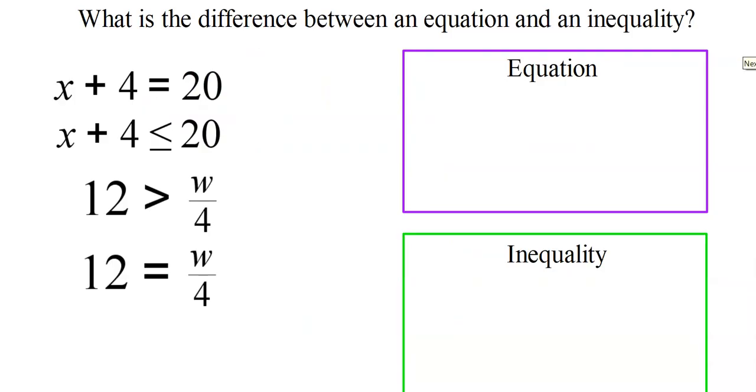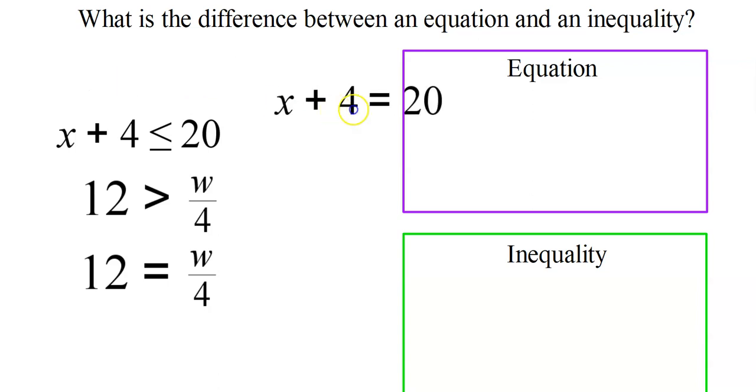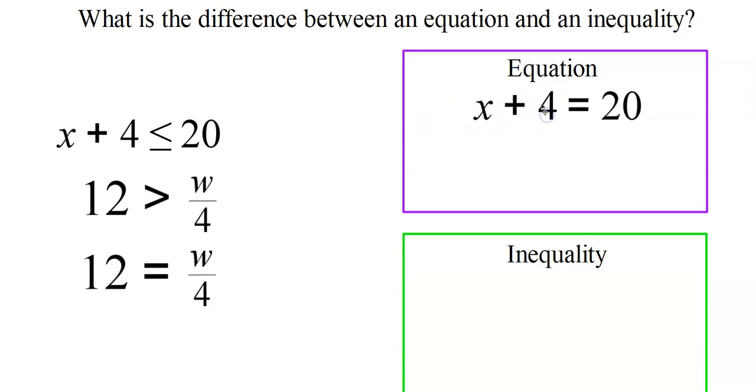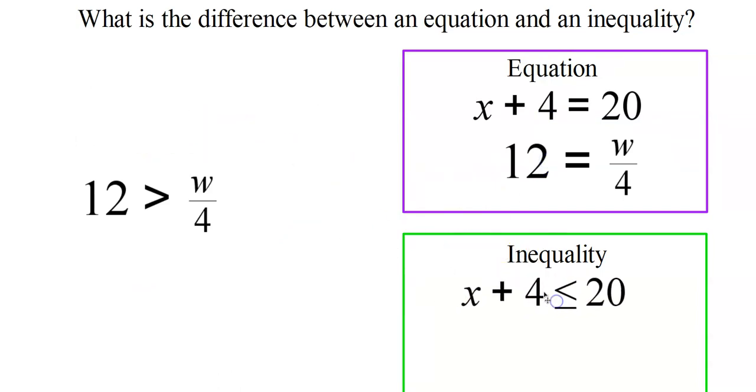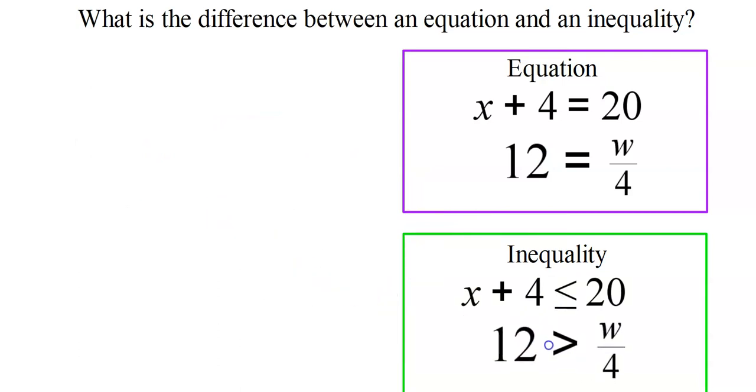Okay, so now I want you to think about what's the difference between an equation and an inequality. You should remember that an equation has an equal sign, and inequalities have these inequality symbols. So equations have an equal sign. Inequalities have the inequality symbols.